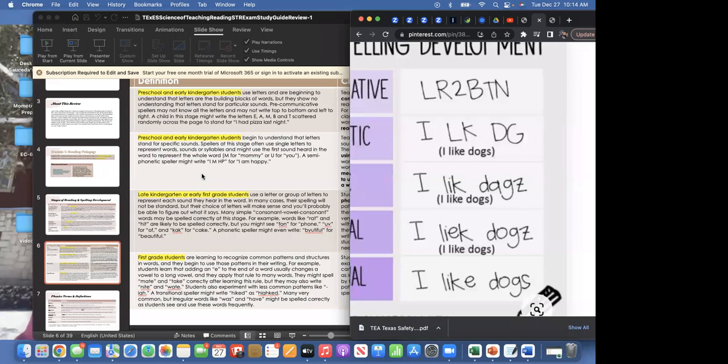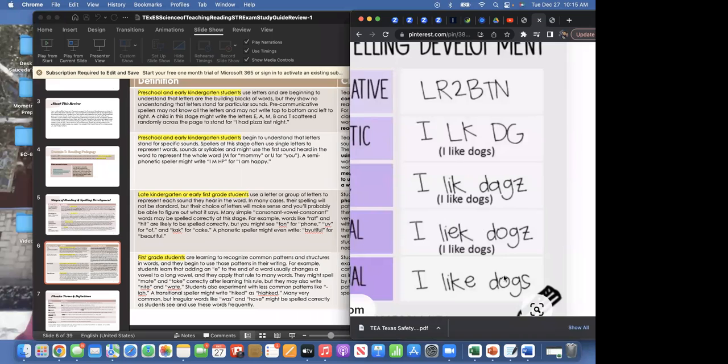In many cases, their spelling will not be standard, right? But their choice of letters will make sense. You can phonetically understand it. Many simple consonant, vowel, consonant words may be spelled correctly at this stage, for example rat or cat or hit. This is the stage that my early first grader is at. Actually, I think she's more at the conventional stage, where she's better and starting to spell things like this. I'm trying to move her up to this stage.